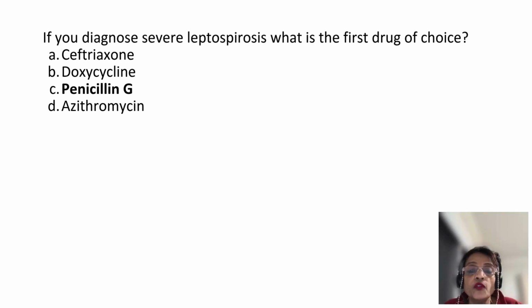And if you diagnose severe leptospirosis, what is the first drug of choice? It is penicillin G. Although ceftriaxone, doxycycline and azithromycin might help, the first drug of choice for severe leptospirosis is penicillin G.